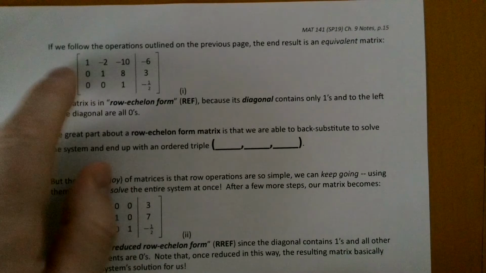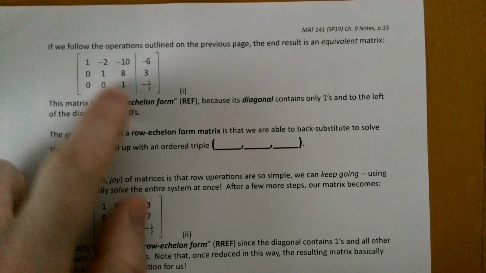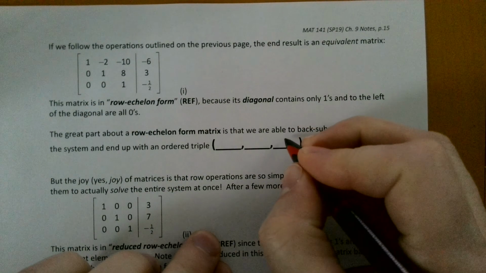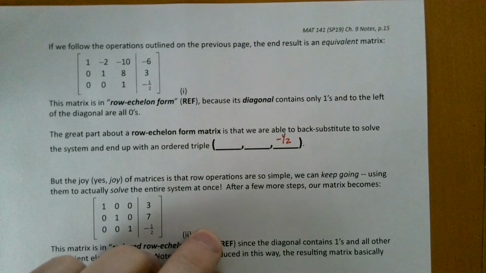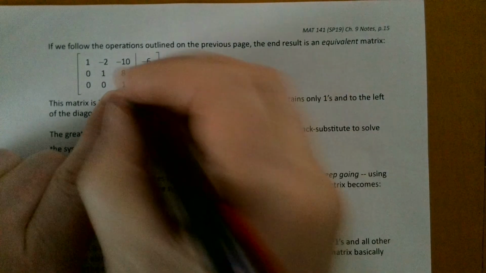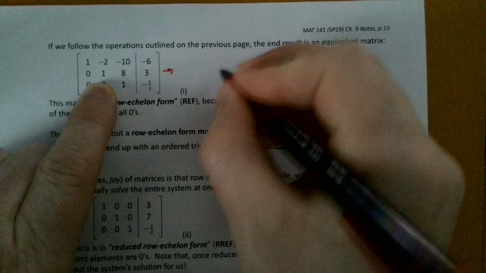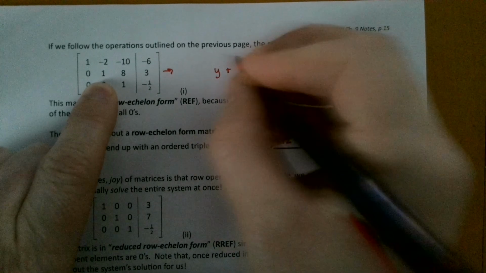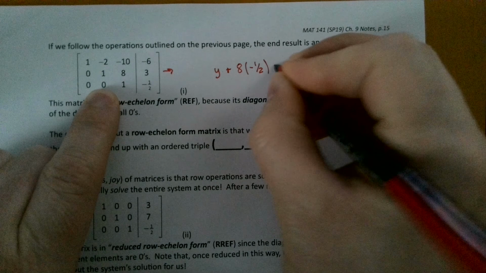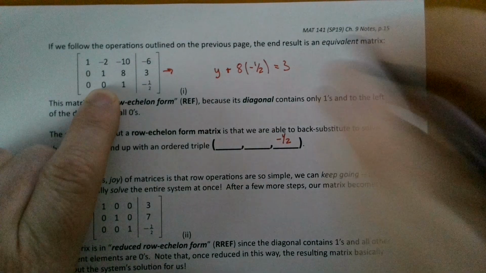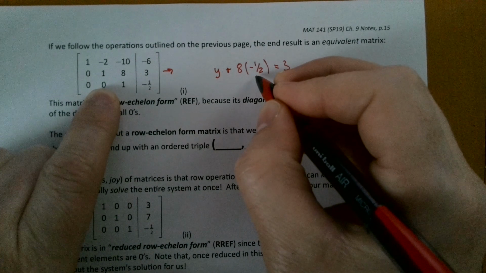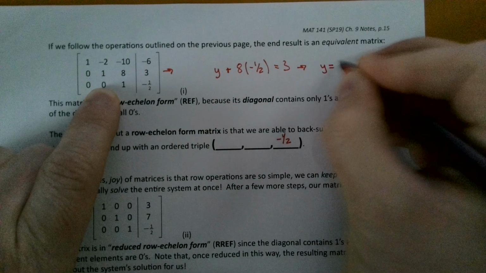In the end, we get zeros in this area, ones along this area, and now we know that z is equal to -1/2. So we can go back with Gaussian elimination and say this equation tells us that y plus 8 times z, which in this case happens to be -1/2, equals 3. Continuing along that pattern, 8 times -1/2 is -4. Add 4 to both sides, and we get y equals 7.